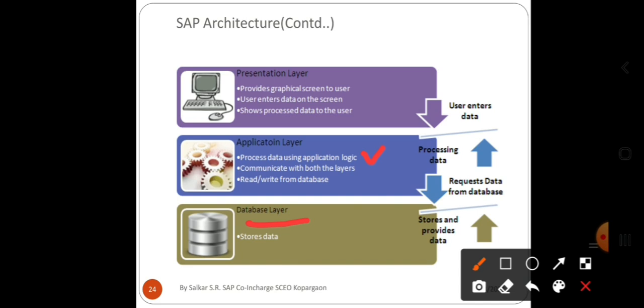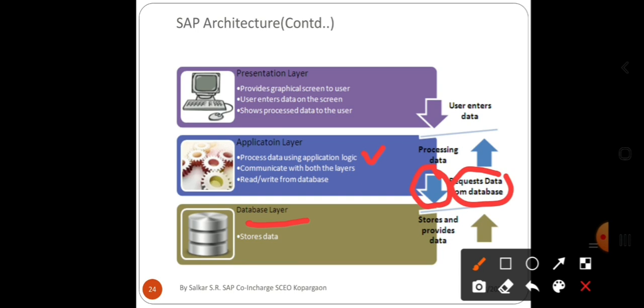So this application layer can read or it can write the information from the database. Here you can see the application layer processes the data and gives it to the database, and when the database gives back the data, the application layer requests the data from the database and sends it to the presentation layer.